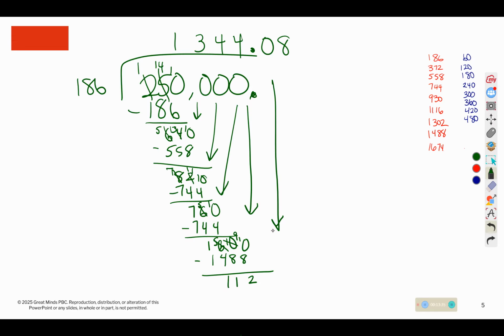5 minus 4 is 1. Bring down another 0. 1,120 divided by 186. That fits in 1, 2, 3, 4, 5, 6 times. That rounds to 0.9 because the 6 makes it go up. And now we need to change it from the seconds into minutes.